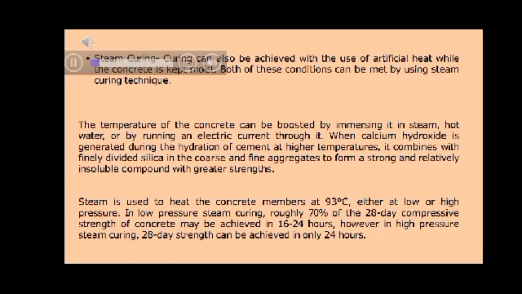Curing can also be done with artificial heat. Both of these are considered steam curing techniques. The concrete can be boosted by hot water or by passing steam through it. When cured during the hydration of cement, it combines with coarse and fine aggregate, forming insoluble compounds with greater strengths. Members are cured at 93 degrees, at low or high pressure. In low pressure, roughly 70% of the strength of concrete may be achieved. However, in high pressure, strength can be achieved in only 20 hours.